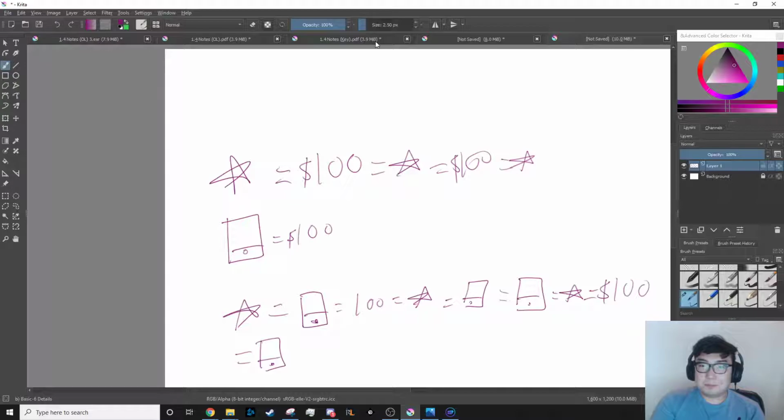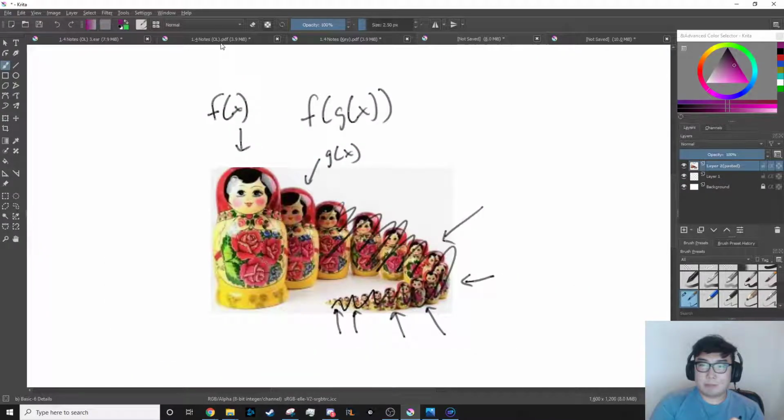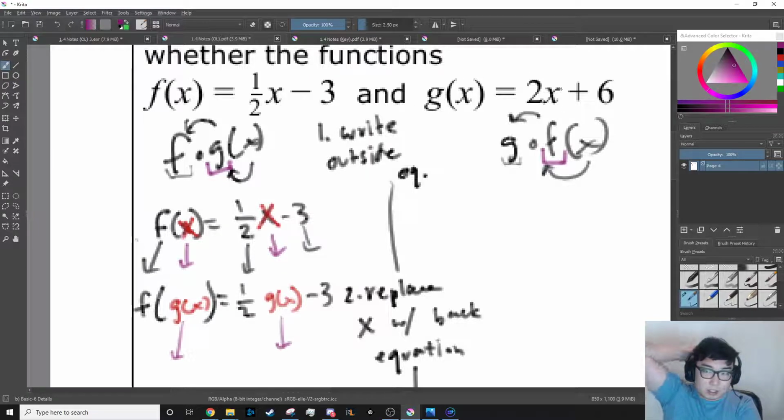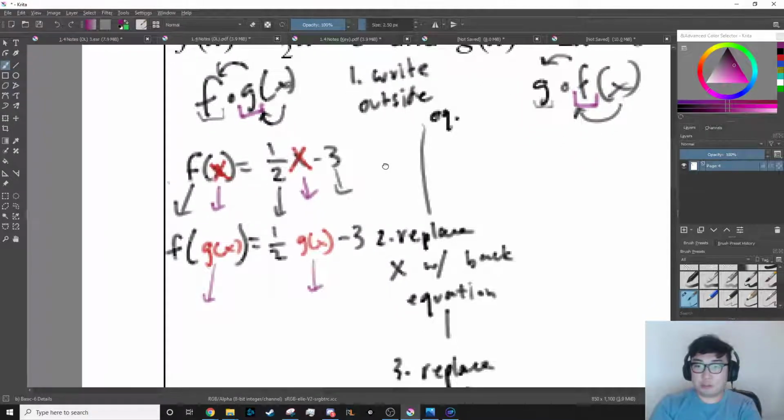So if I want to talk about g of x, I said that g of x is equal to 2x plus 6. So couldn't I just switch my g of x for 2x plus 6 for free? And that's true, you can.